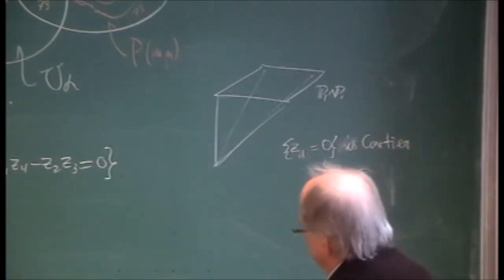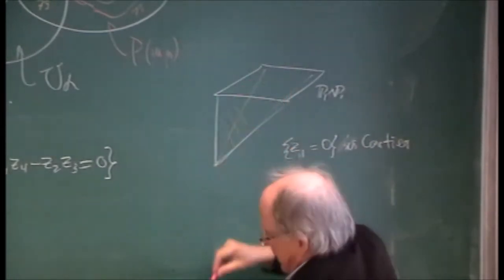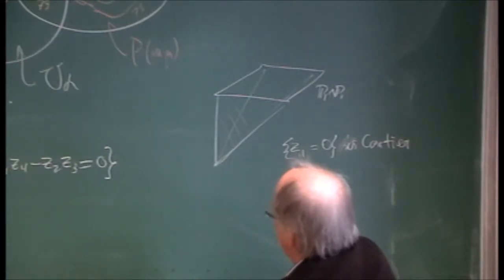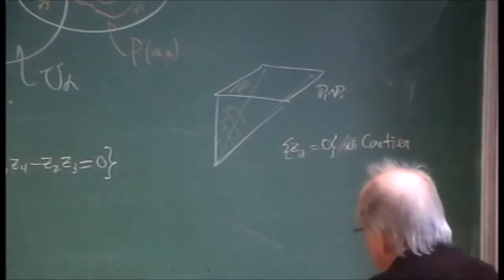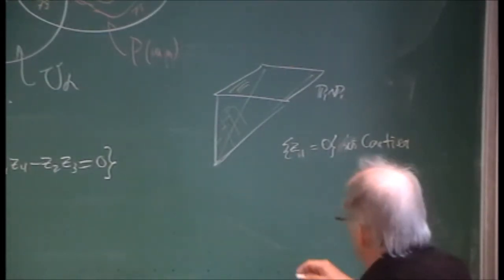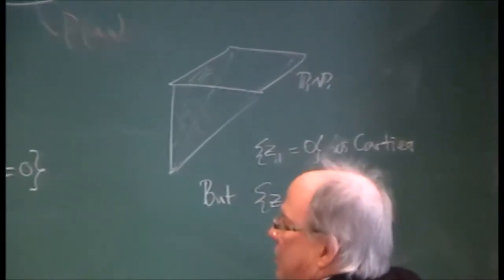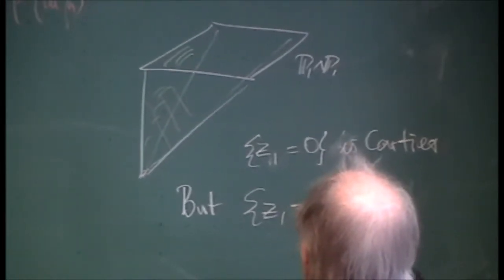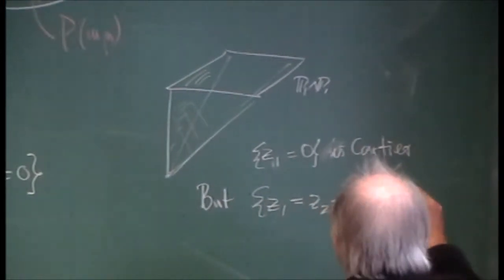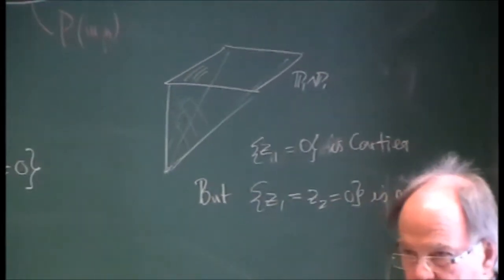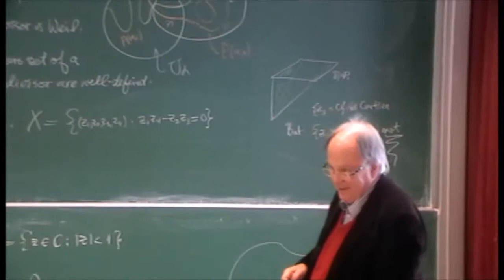But don't forget what Z1 equals 0 is. It's something like this face together with this back face. It's hard for me to draw it back in here. So it has two components. This is Cartier, but Z1 equals 0 equals Z2 equals 0 is not Cartier. It cannot be defined by one function. Remember, that's the point.